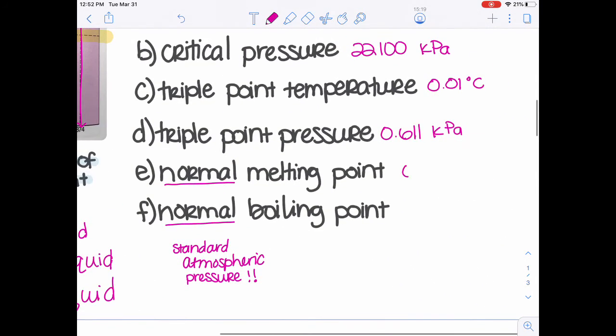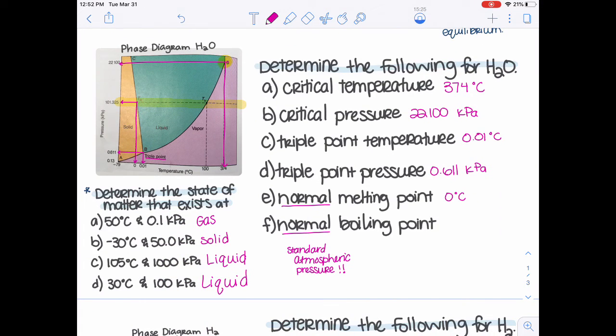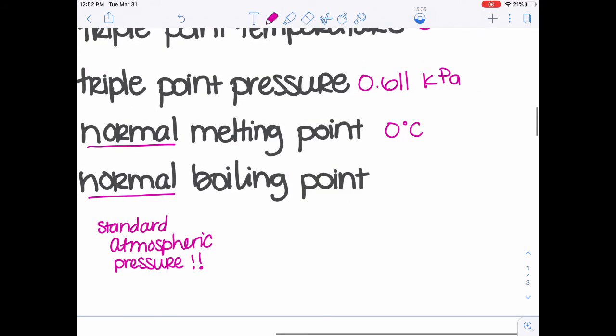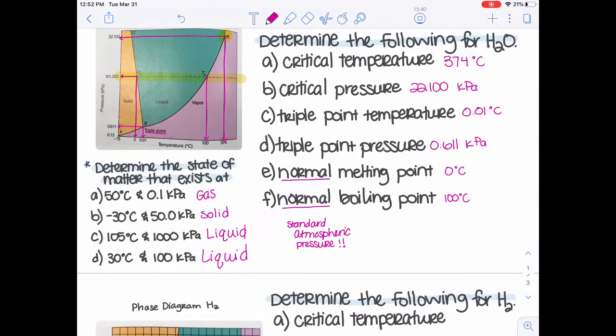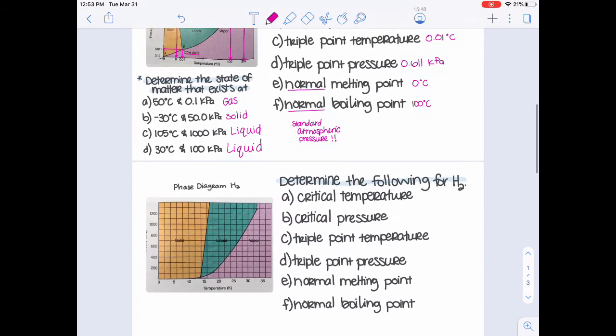Maybe you recognize that already because we are talking about water. And then the normal boiling point, so we want to stay on that standard pressure line. Normal boiling point, no surprise here, is 100 degrees Celsius. So again, that's the types of questions that we will be asked with phase diagrams.